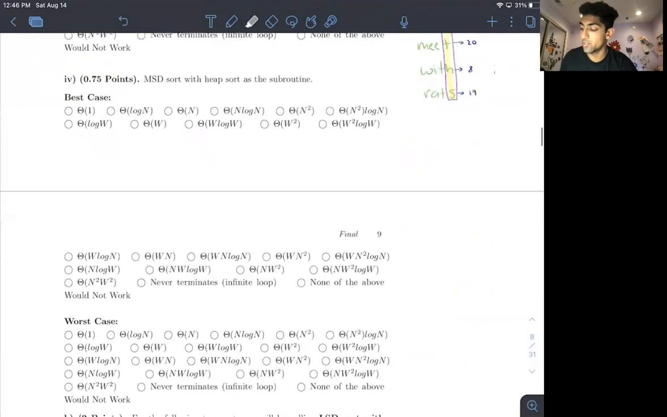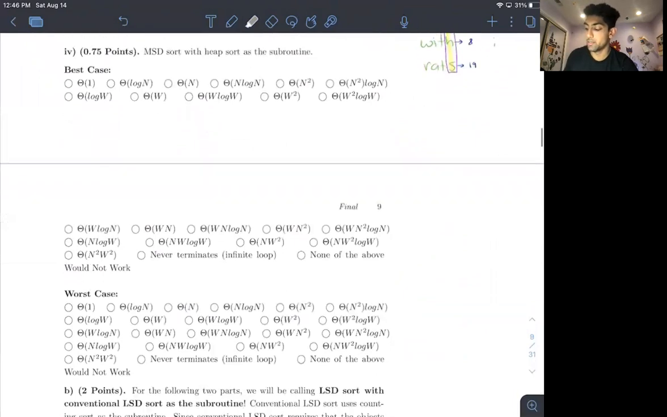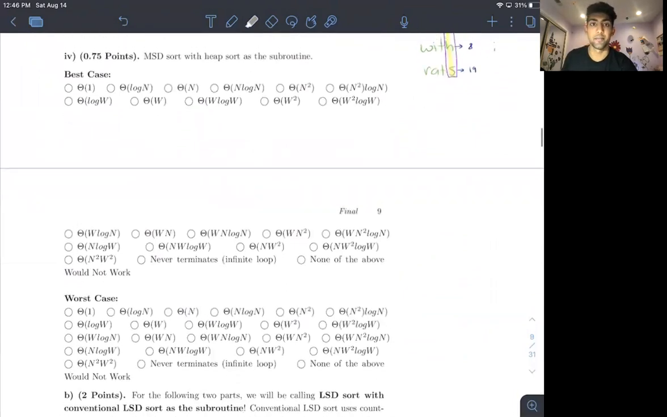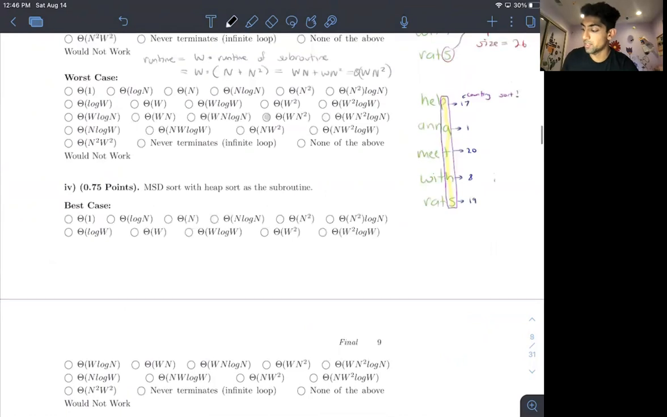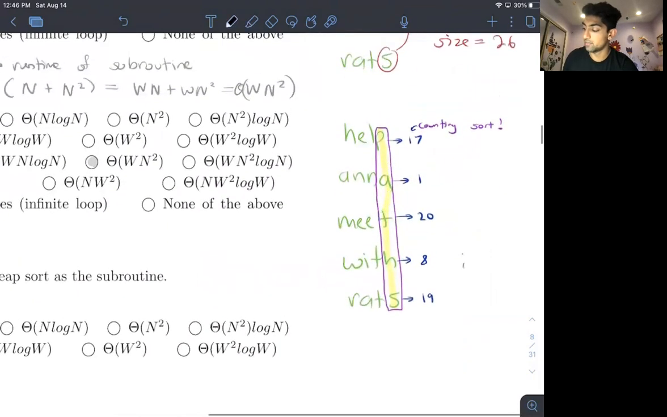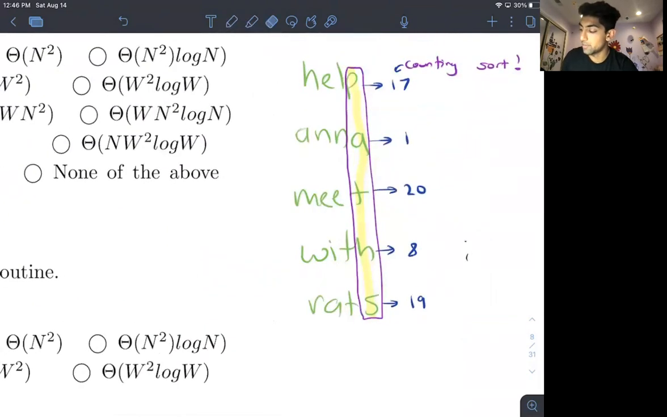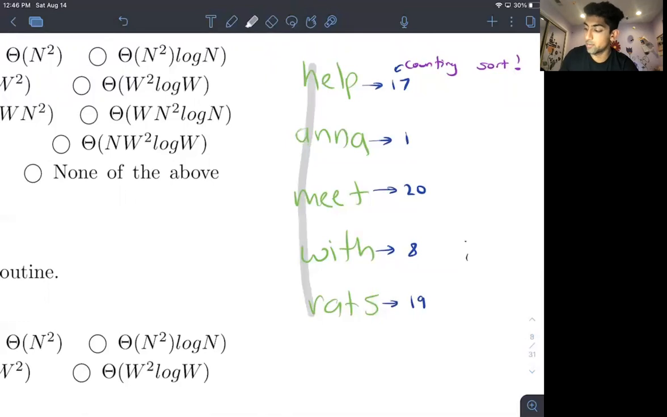Okay, for the last one, we're going to run MSD radix sort with heap sort as the subroutine. When I run MSD radix sort, we're doing the same thing as in LSD radix sort, but MSD radix sort sorts the digits from most significant digit to least significant digit. So when we look at this example here, with help, Anna, meet, rats, notice that we're going to start from this digit right here, and then move to the right.